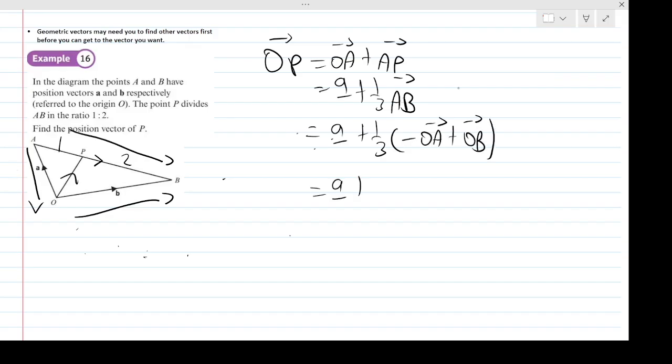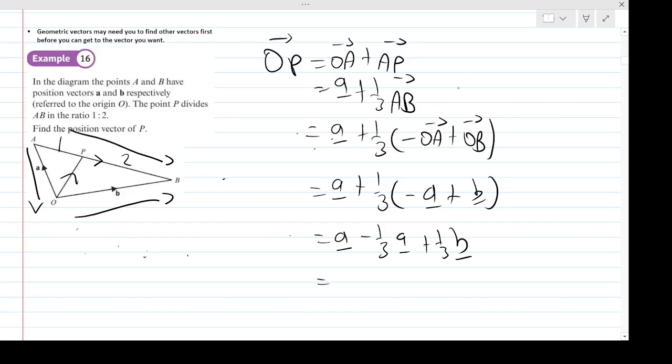Then that's A, add a third. Now minus OA, that's going to be minus the vector A, so minus A, and OB is the vector B. If we expand that, we're going to get A, add minus a third of A, add a third of B. And lastly, if we collect the A's, A minus a third A is 2/3 A, add a third B. And that is my vector OP, or in other words, the position vector of P, because it's from the origin O.